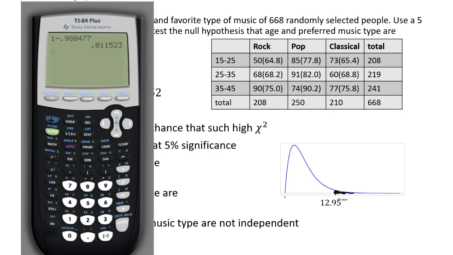Oh, sorry, that screen was what we wanted. So let me go back, stat, tests, chi-square test. Okay, if you calculate, you can see that indeed it gives you all the values. See, it tells you what the degree of freedom is, and then it gives you the chi-square statistic, which is 12.95, and it even gave us the 1.15% chance. So it does everything.